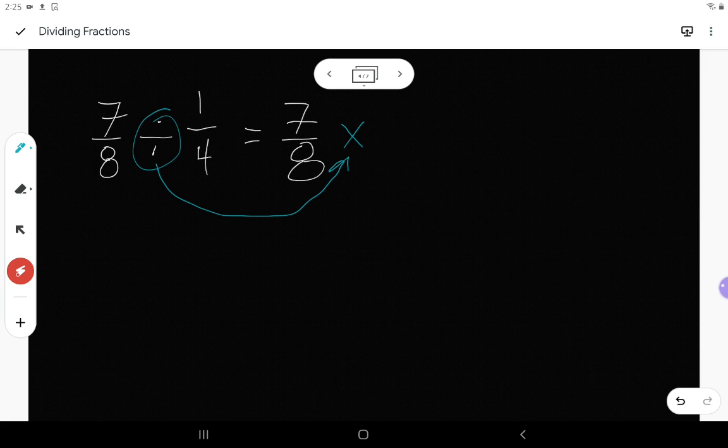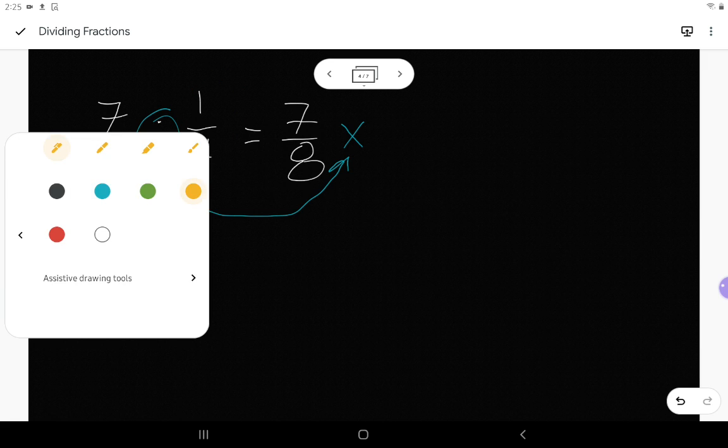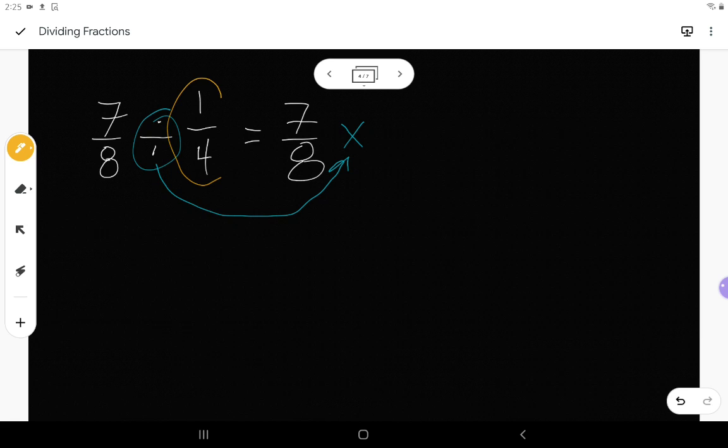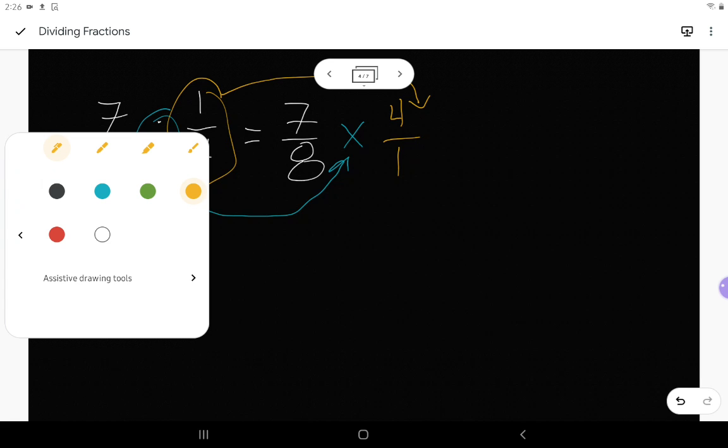So I'm going to flip this 1 over 4 upside down and write it as 4 over 1. Okay? 7 over 8 times 4 over 1 is the exact same thing as 7 over 8 divided by 1/4. So 7 over 8 times 4 over 1 will give you the exact same answer as the other. Okay, so looking at this one, 7 over 8 times 4 over 1.